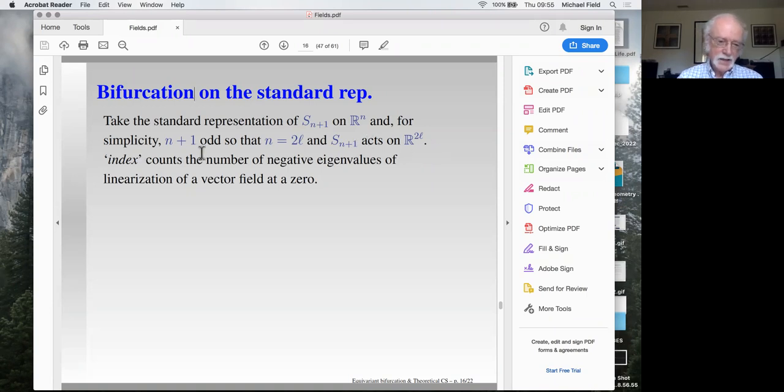By the way, index here counts the number of negative eigenvalues of the linearization of a vector field at 0. It's always a little bit confusing here because when you look at the gradient and critical points and minima, the signs you're using are opposite to those of gradient descent. So I'll try not even to get tangled up in that.